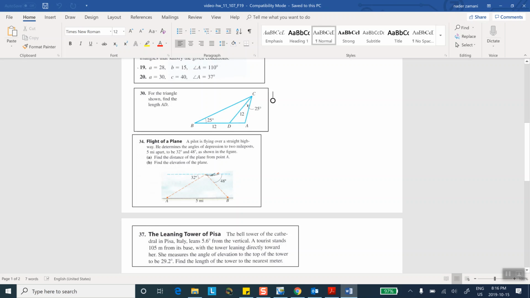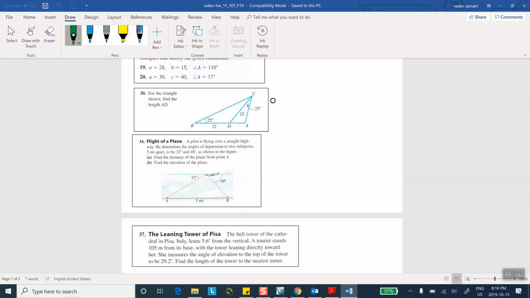All right, so this triangle, which looks like that, there is C, and there is D, and there is A. We figured out that this angle is 50 degrees. Of course, this is 12 units, and that angle is given to us as 25 degrees. So we can use the law of sines in order to find the missing side AD.